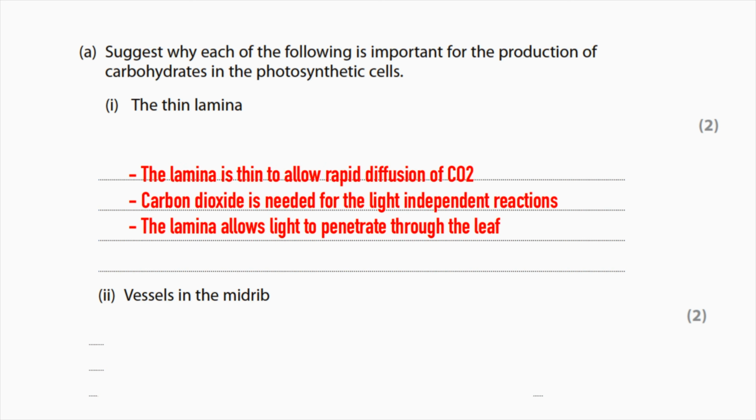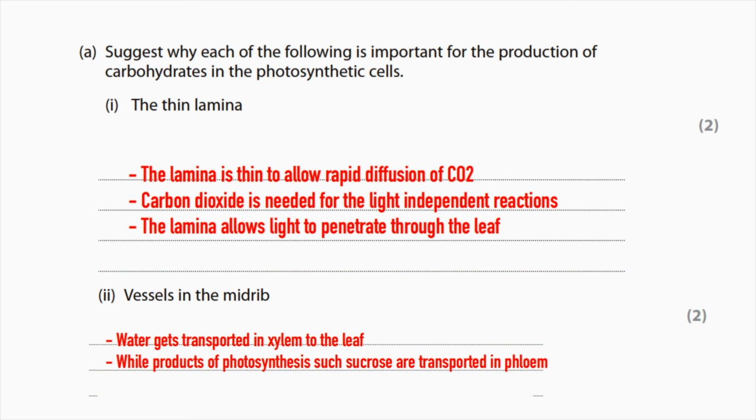What about the midrib or the veins of the leaf? Those, as I told you, are rich with xylem, but they also contain phloem. Now, xylem is to transport water. Water is a raw material for photosynthesis, but they also contain phloem. Now, phloem is important to carry the products of photosynthesis. Remember, the product of photosynthesis is glucose, but what gets transported in phloem is actually sucrose.